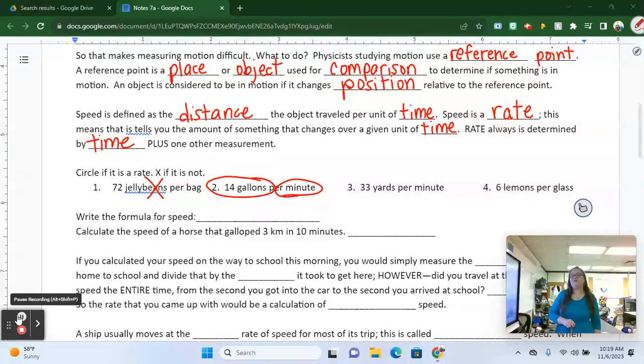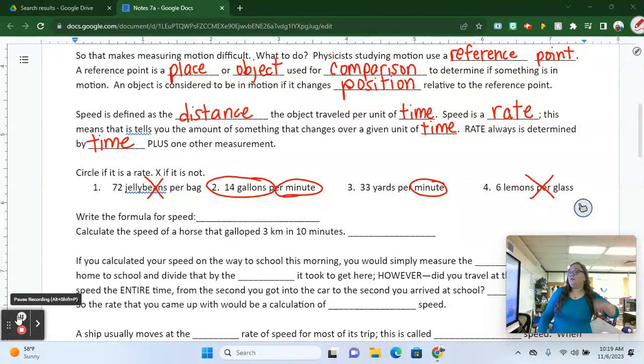All right, you look at 3 and 4. Seriously, pause it and look at 3 and 4. Okay, welcome back. Here we go. Yards per minute means it's time. Per glass means it's not a rate. It is a proportion, but not a rate.